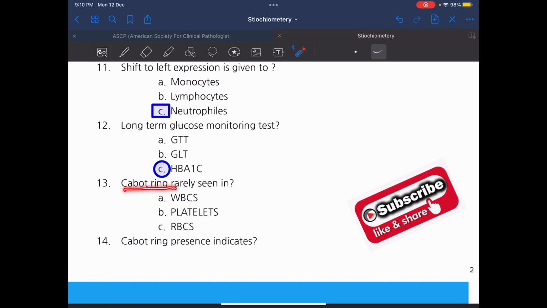Cabot ring is rarely seen in white blood cells, platelets, or RBCs. Cabot ring is rarely seen in RBCs.